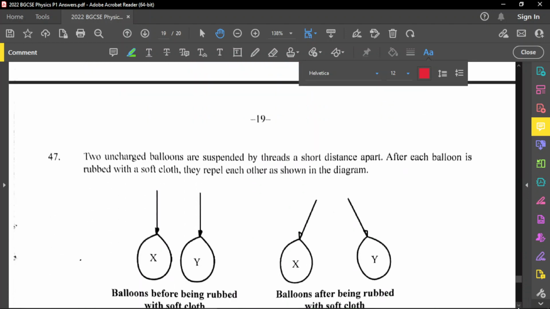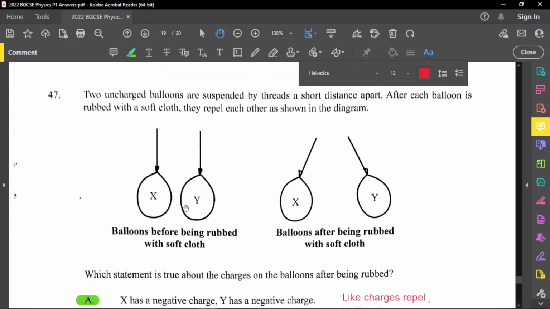47, it said 2 uncharged balloons are suspended by thread a short distance apart. After each balloon is rubbed with a soft cloth, they repel each other as shown in the diagram. And so if you notice here, we have X and Y.